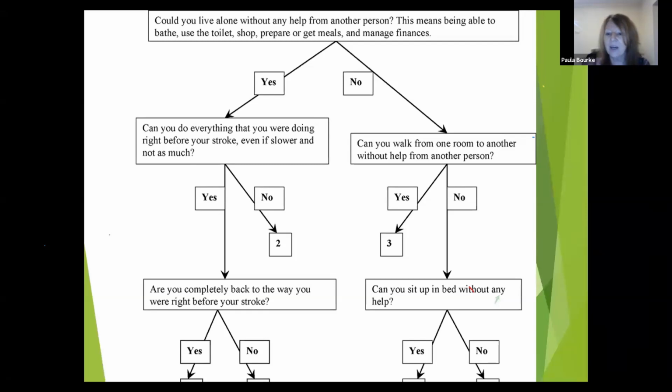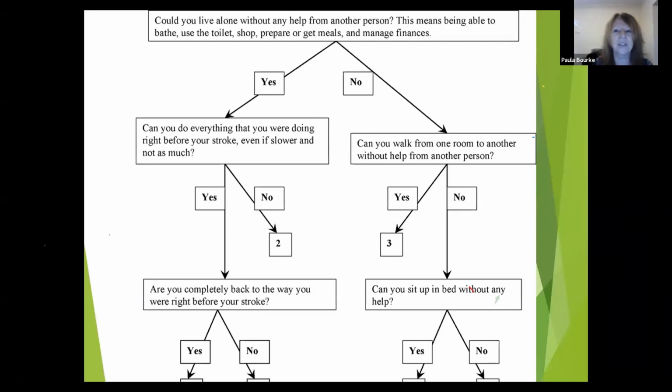And then it's dividing it between 4 and 5. Can you sit up in bed without any help? So can you reposition yourself? Can you get yourself up? Could you eat in bed sitting upright? If it's a no, it's 5. If it's a yes, it's 4. You got that one?